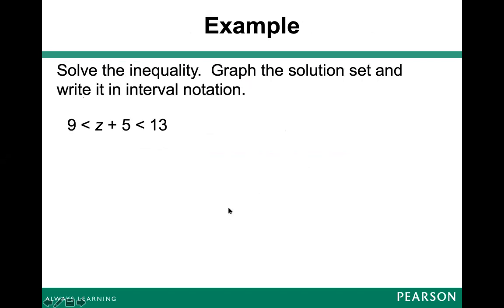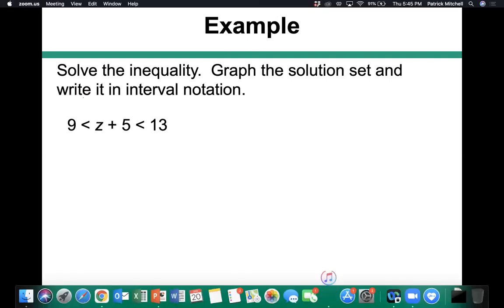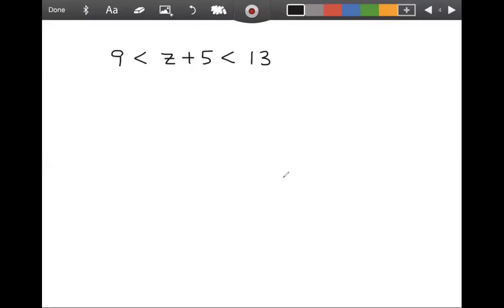Okay, so the next three examples are all on the tablet. Let me just make sure that they all have the same direction. They all have the same direction. So I'm just going to switch over to the tablet and stay there for the next three examples. These ones all say graph the solution set and write it in interval notation.